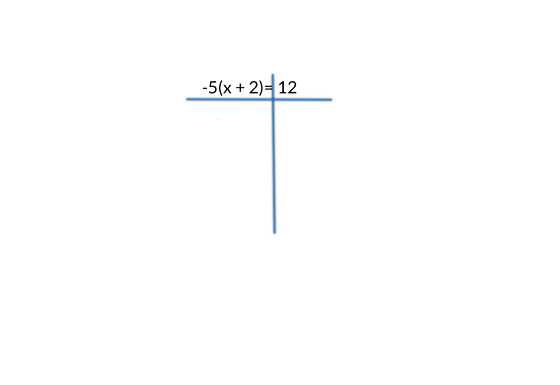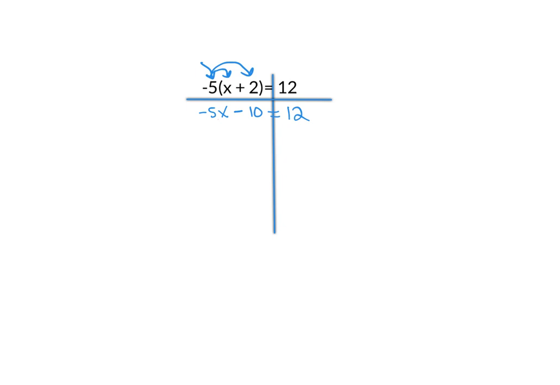So in this problem, because we have this multiplier outside of parentheses, that means that the best place to start is going to be with simplifying our equation by using the distributive property. So we're going to take that -5 and multiply it by the x and multiply it by the 2. And we will end up with -5x minus 10 equals 12.